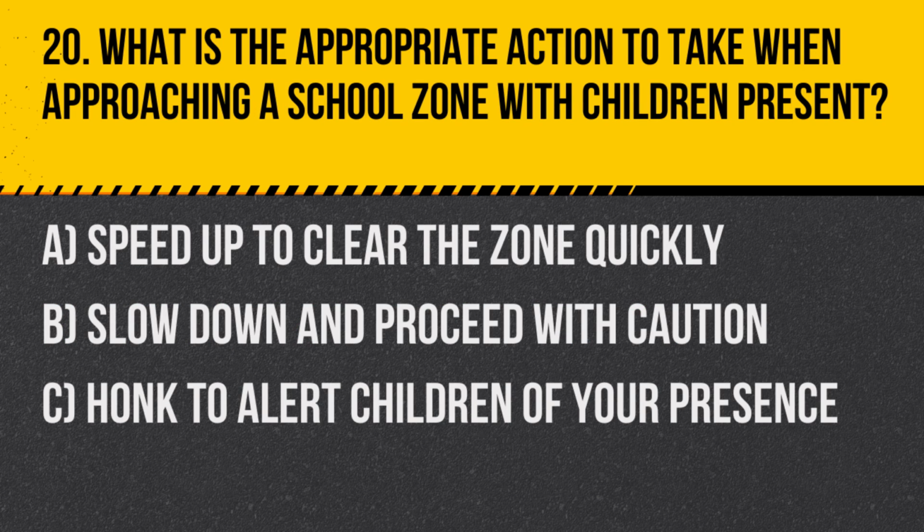Question 20. What is the appropriate action to take when approaching a school zone with children present? A. Speed up to clear the zone quickly. B. Slow down and proceed with caution. C. Honk to alert children of your presence. Answer: B. Slow down and proceed with caution. Children may unpredictably enter the roadway.